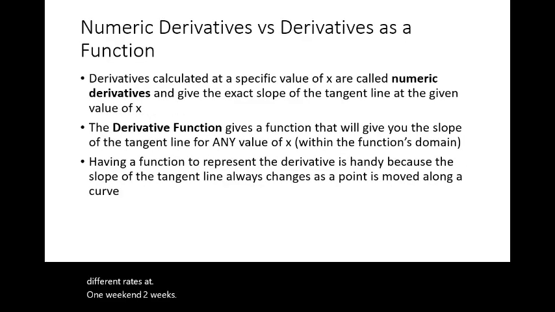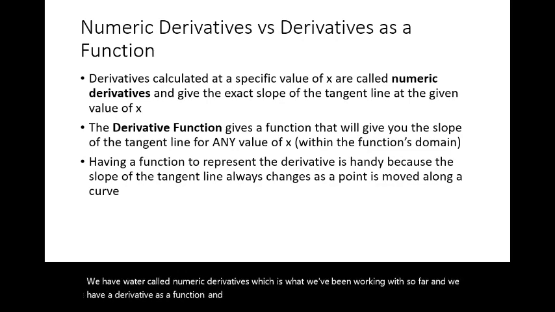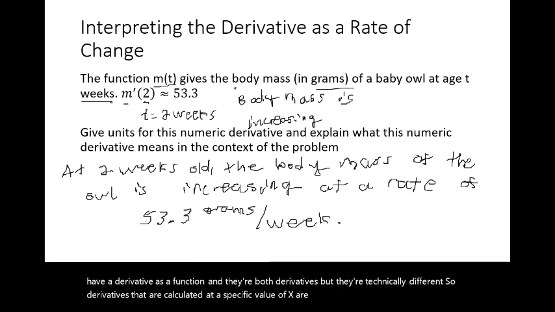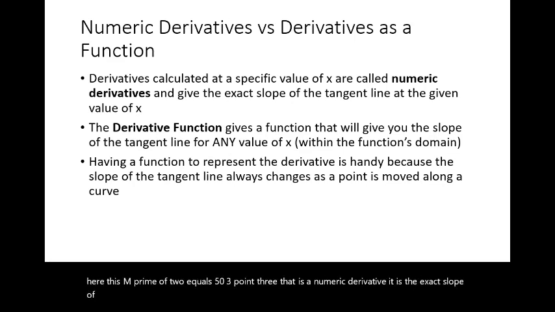So always remember that a derivative is a rate of change. Now, we have what are called numeric derivatives, which is what we've been working with so far, and we have a derivative as a function. And they're both derivatives, but they're technically different. So derivatives that are calculated at a specific value of x are called numeric derivatives. This over here, this m prime of 2 equals 53.3, that is a numeric derivative. It is the exact slope of the tangent line at a given value of x.